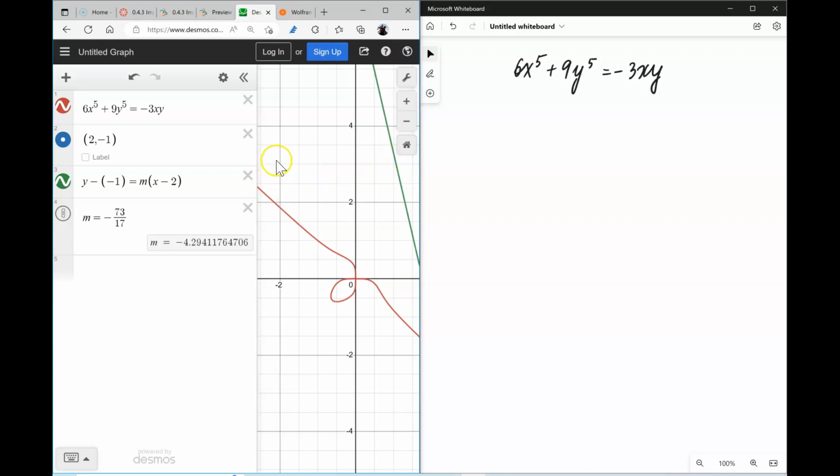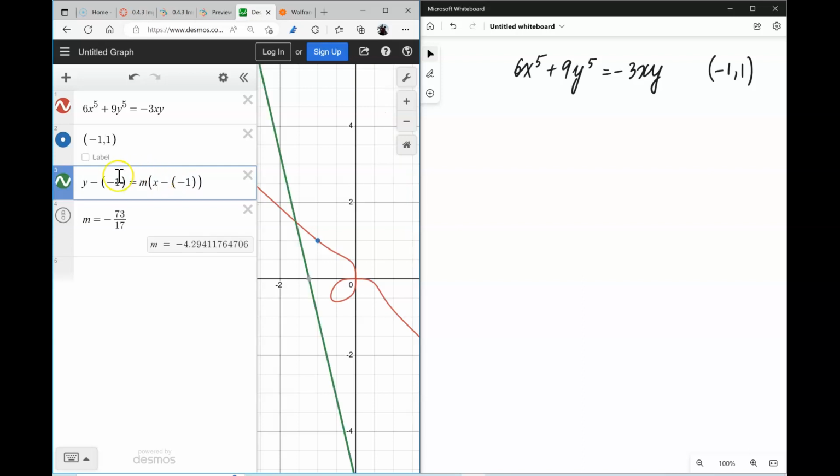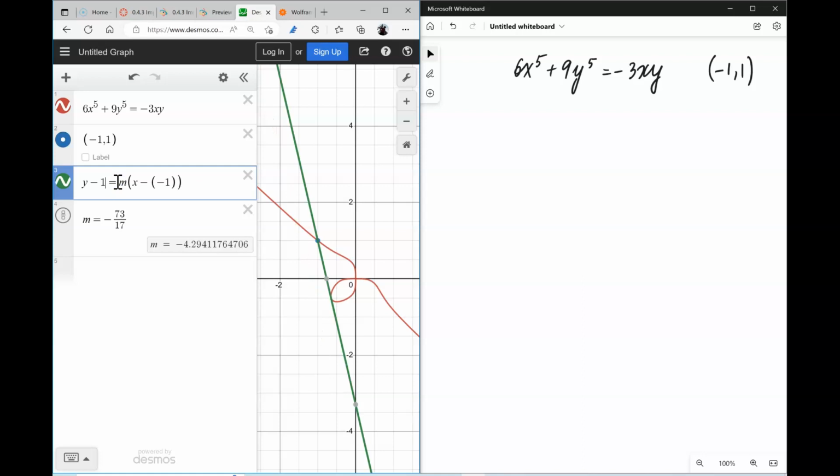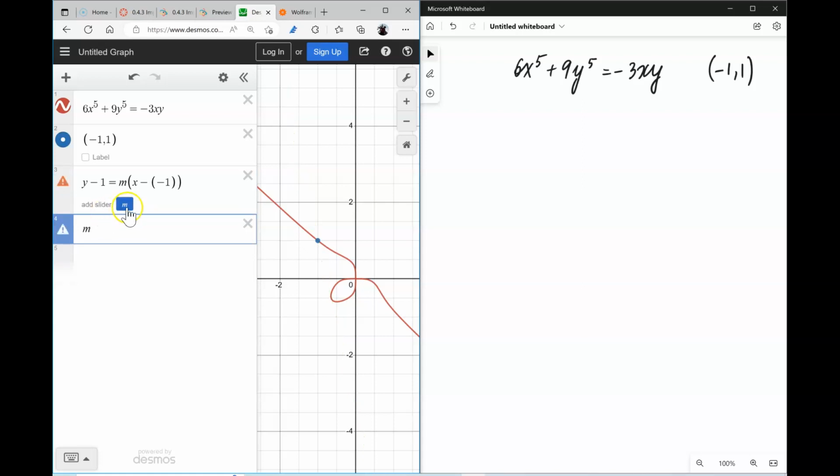It's not a function, but around the point of interest, negative 1, 1, it is a function. So let's just acknowledge that. So right here, it is a function, and we're looking for x minus negative 1 here, y minus 1, and we can try to guess the slope, right? So let's just use it as a slider. So what do you think the slope is? It looks like the slope is about negative 4/5, something like this, right? That's kind of the answer.